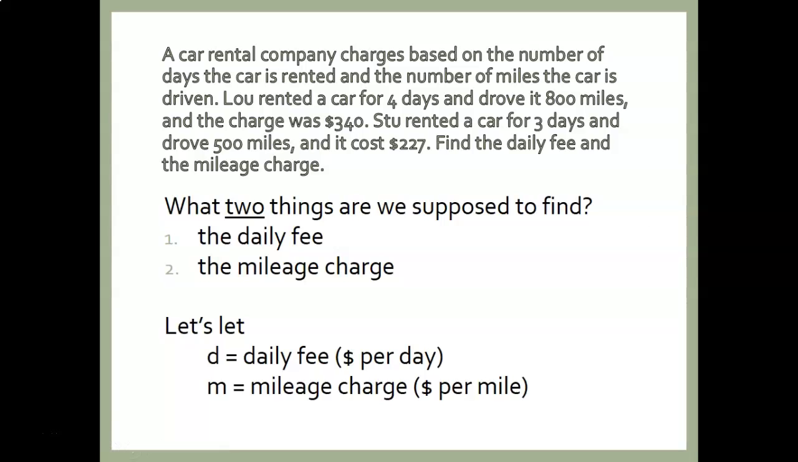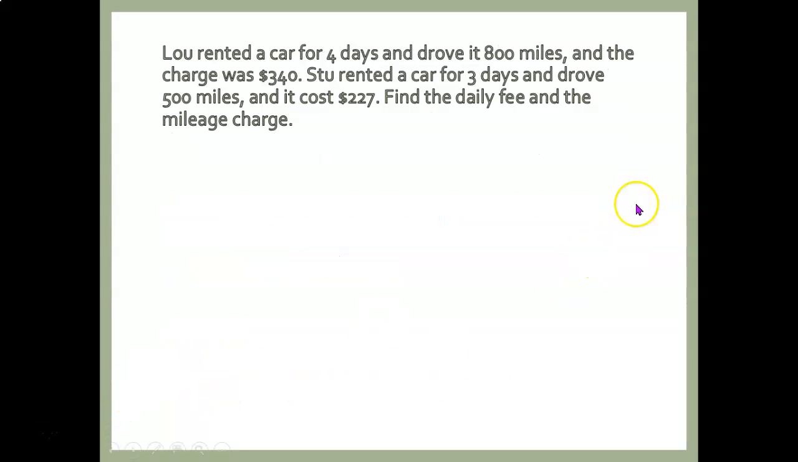Now we have to come up with the two equations that involve these two variables. Lou rented the car for 4 days and drove it 800 miles. So what he had to pay was 4 times whatever the daily charge was, plus 800 times whatever the mileage charge was. And that came out to $340. So 4D plus 800M equals 340. Can you see what the second equation is? The one about Stu. Hopefully you said 3D plus 500M equals 227. So now we have our system of two equations involving these two variables.